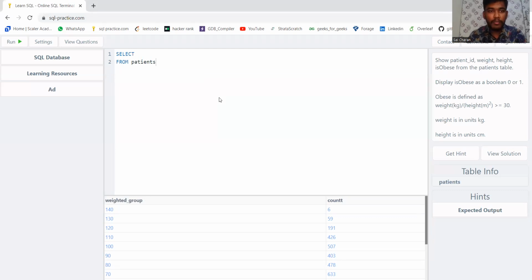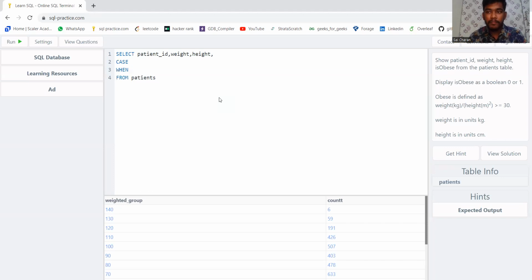Now what do we need to know? We need to know if the patient is obese or not. So we need patient ID, then weight, and then height. Then we need to make a column called is obese. So how can we do it? Based on some conditions, we can make a column. We can use case, right?